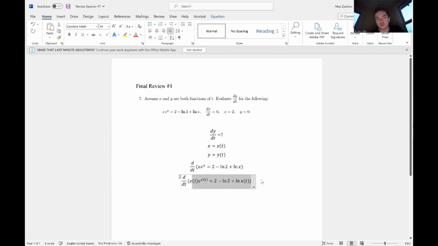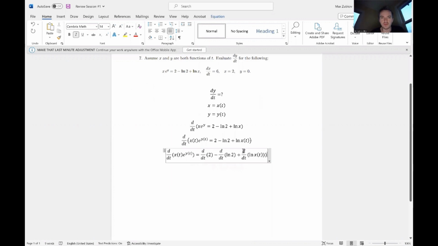The first rule you can use when you differentiate this expression is that the derivative of the whole expression is equal to the derivative of each individual term. So let me rewrite it. I will have d over dt of the left-hand side is equal to d over dt of 2 minus d over dt of ln of 2 and d over dt of ln of x of t. Okay, I think this should be clear as a first step.